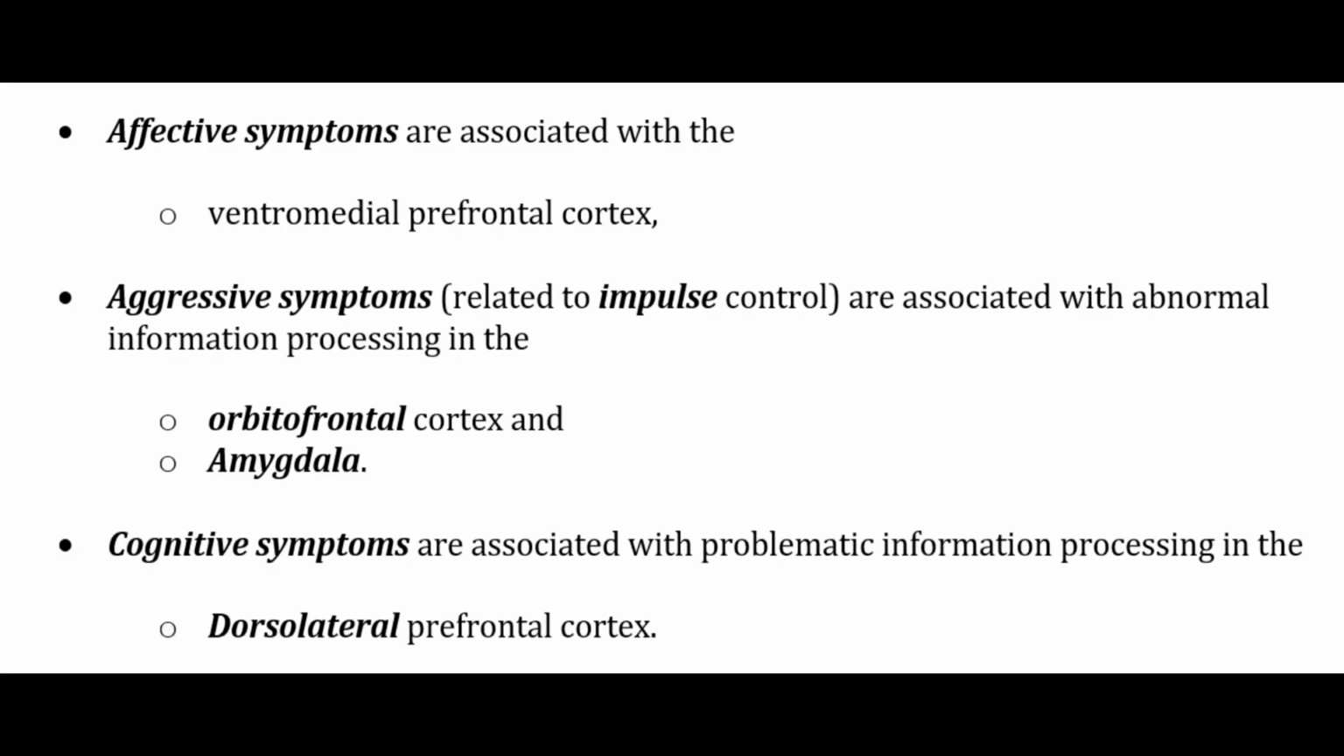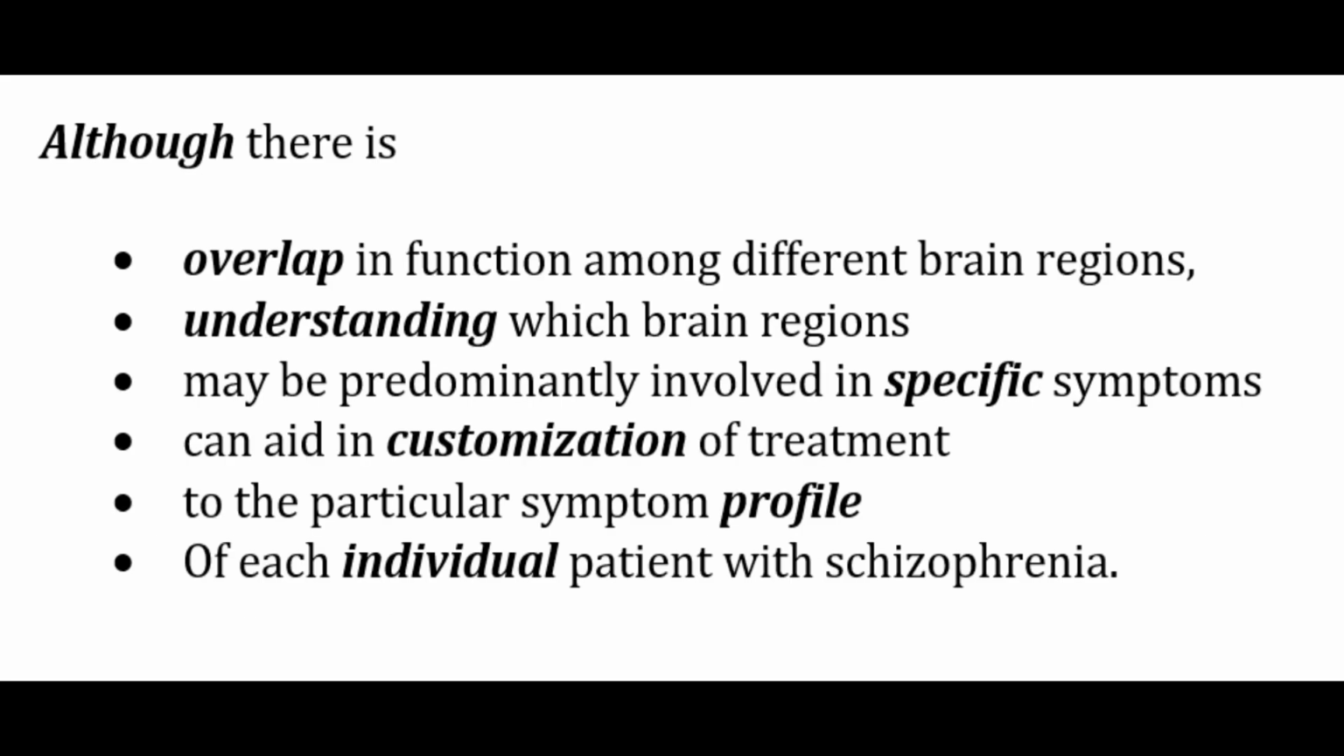Affective symptoms are said to be associated with the ventromedial prefrontal cortex. The aggressive symptoms related to impulse control are associated with abnormal information processing in the orbitofrontal cortex and amygdala. And finally, the cognitive symptoms are said to be associated with problematic information processing in the dorsolateral prefrontal cortex. Although there is overlap in function among different brain regions, understanding which brain regions may be predominantly involved in specific symptoms can aid in customization of treatment to the particular symptom profile of each individual patient.